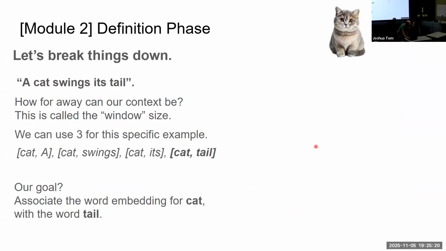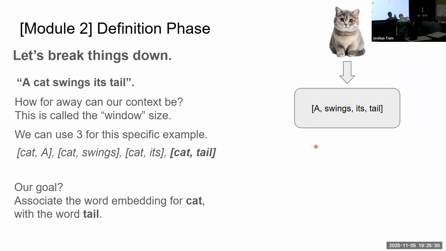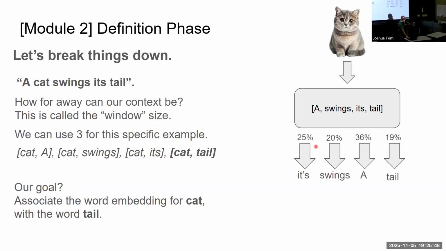Okay, so let's look at what our goal is here. We provide the word cat. We take this cat vector and check it against all the other words that are possible in this sentence: a, swings, its, tail. We check against those and see what word is most likely to come after. That's the process that we're going through.